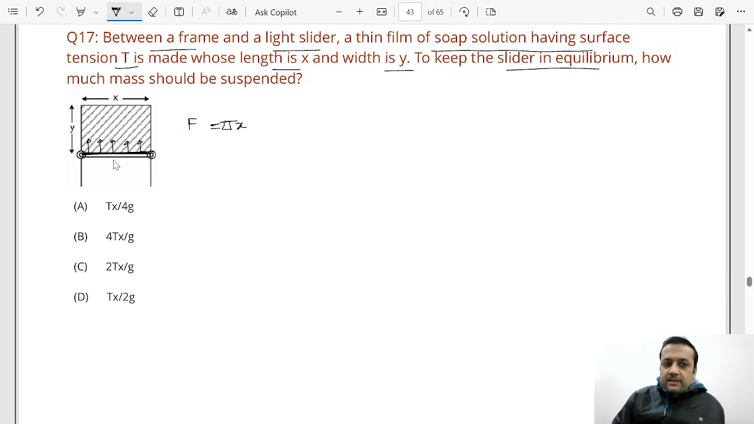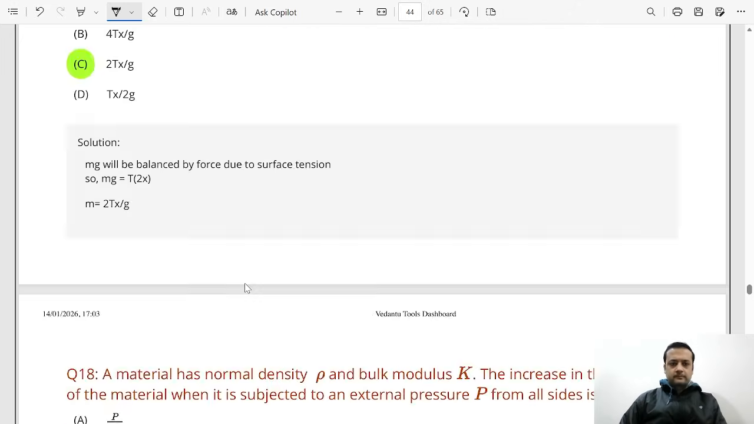Now, if you want the slider to remain in equilibrium, you can hang a block of mass m such that this 2Tx balances mg. So very easy question. m will be 2Tx upon g. Option C will be the correct answer for this question. All right. Moving on.